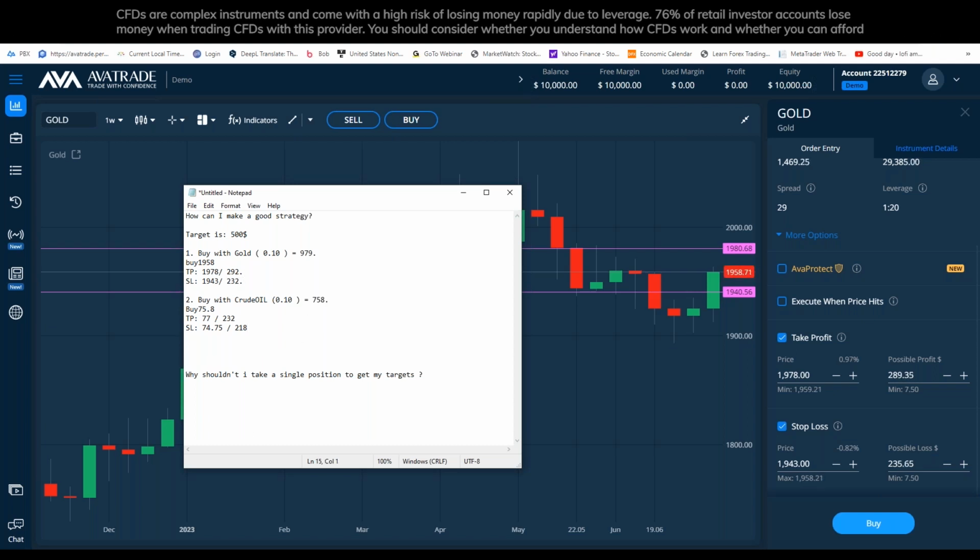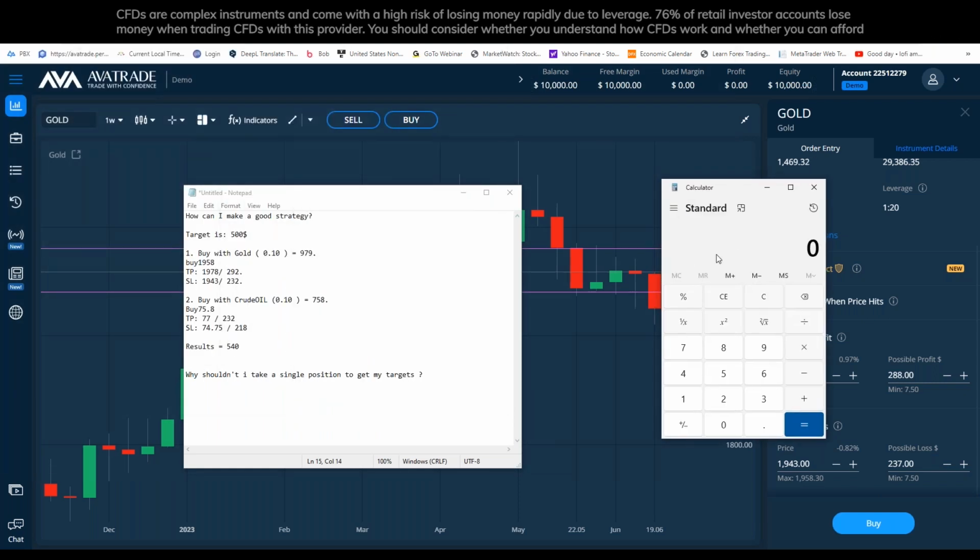Okay, so the results are, let's see, 292 and 232. It's approximately, let's do it a little more precise. There's the calculator. There we go. Okay, and right.